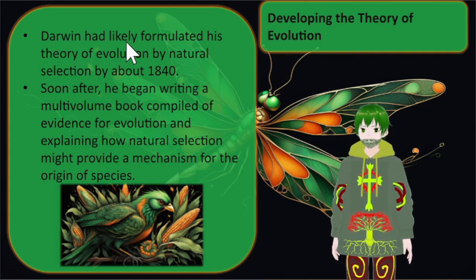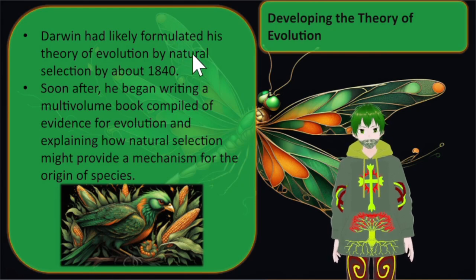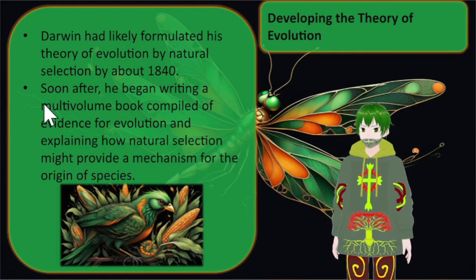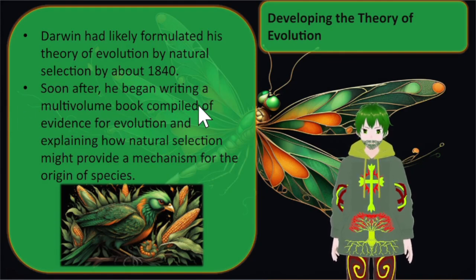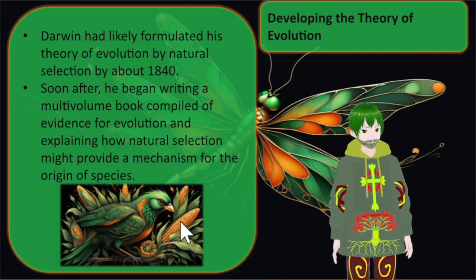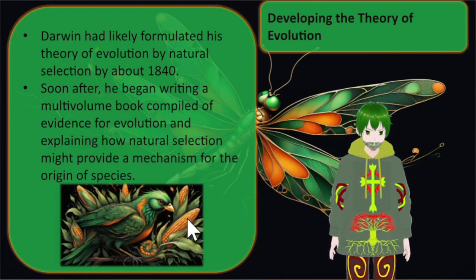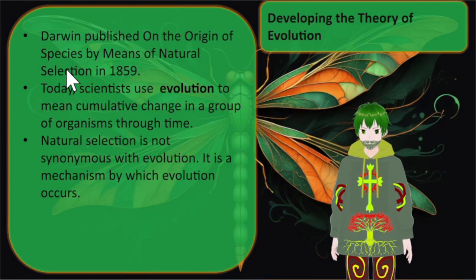Now, it's speculated that Darwin had formulated his theory by about 1840. Soon after, he began writing a multi-volume book compiling evidence for evolution, and explaining how natural selection was the mechanism by which things could change over time. And again, the Galapagos finches, there was no maize in the Galapagos Islands, but the finch here is a good example of an organism whose beak can be a little bit longer or a little bit shorter, and it makes for a high change in survivability on different islands.